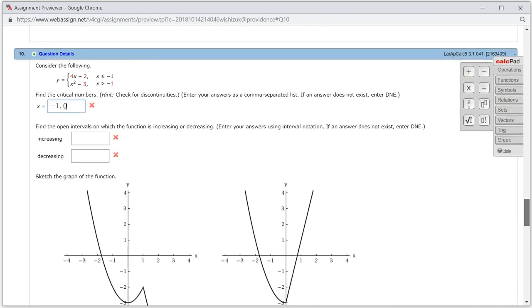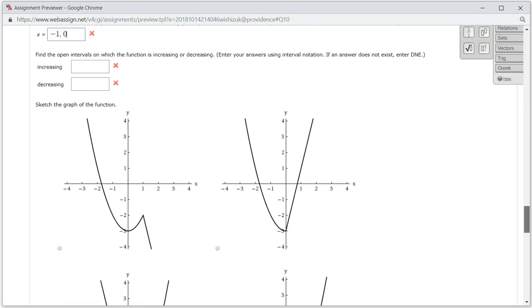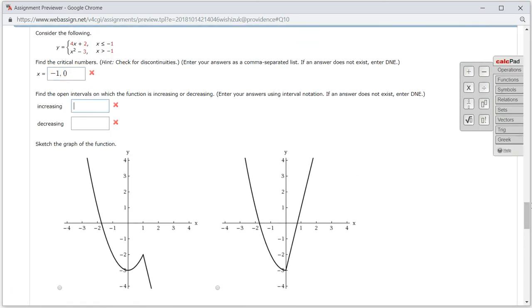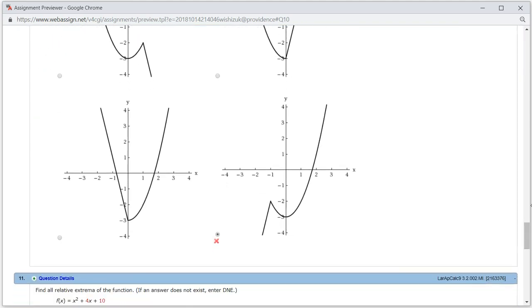Then we can use this picture. You can see that it's increasing before -1 and also after 0. So the interval of increase is before -1, from negative infinity to -1, and then after that from 0 to positive infinity. That's the increasing part. And it's only decreasing between -1 and 0. So we're going to put that in.